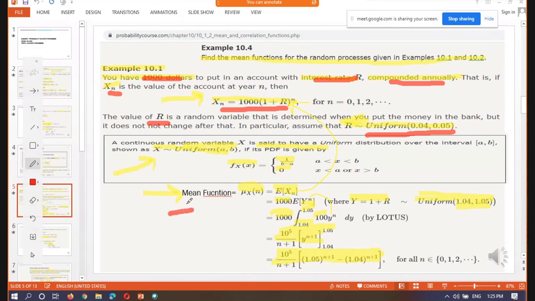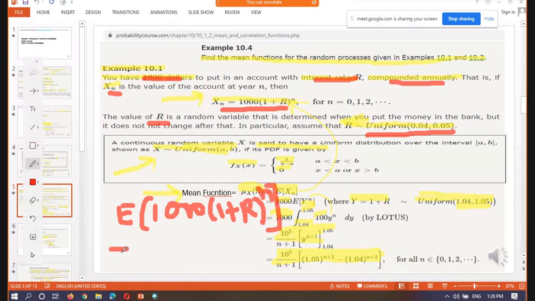Then we have to calculate its mean function. We know that the mean function is defined by mu Xn, that is expectation of Xn, and then expectation of Xn, if you remember, is expectation of 1000 (1 plus r) raised to power n.